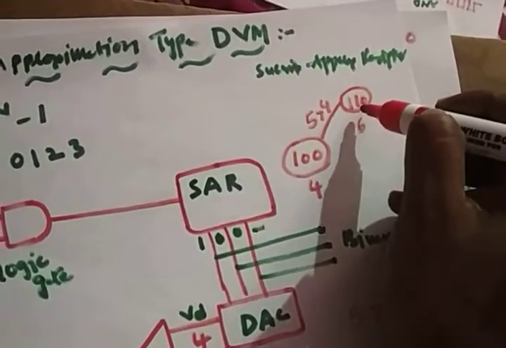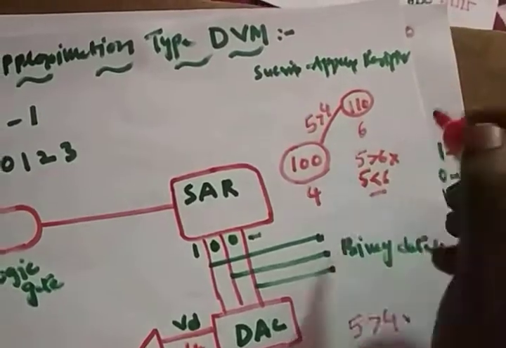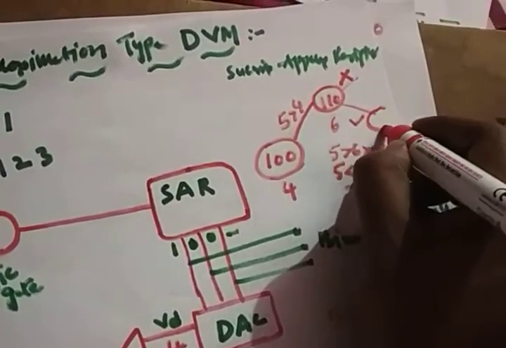Again you have 2 options. Is Vin greater than VD? No. Vin is 5. Is 5 greater than 6? Definitely not. That means Vin is less than 6. So the option Vin greater than VD is wrong, and this option is correct: Vin less than VD. If it is less than, what do you have to do? You reset the previous bit and set the next bit.